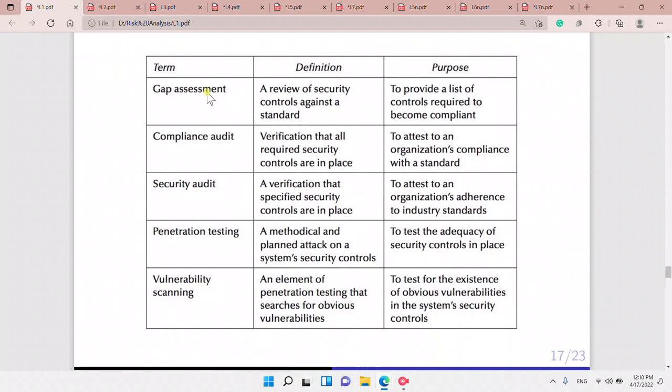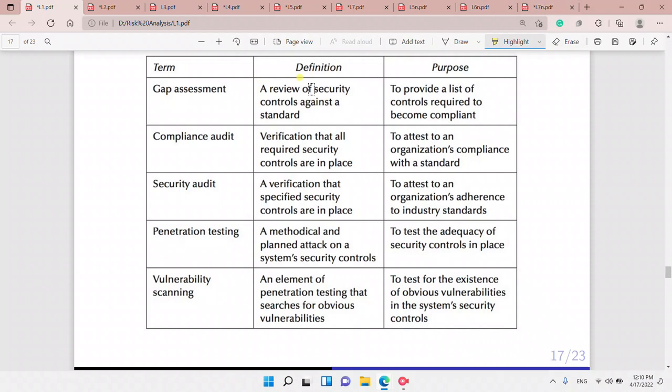So here are some definitions. For gap assessment, we review security controls against a standard. For compliance audit, we verify that all required security controls are in place. A security audit is where we verify that specified security controls are in place. That means it's more specific, and that's the difference: specified. Penetration testing is a methodical and planned attack on a system's security controls, like a white hat hacker. A vulnerability scanner is an element of penetration testing that searches for obvious vulnerabilities.